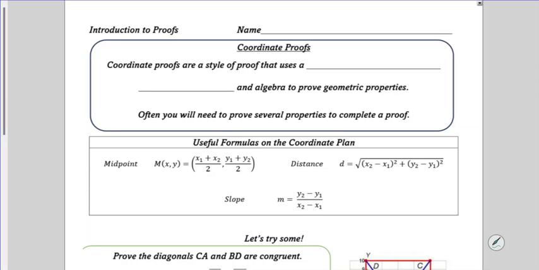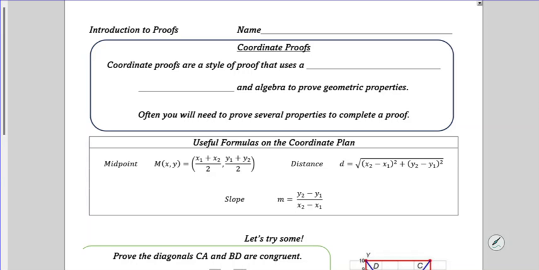All right, here we're going to begin learning about proofs. There's two styles of proofs that we're going to learn about: coordinate proofs and then two-column proofs. Right now we're just going to talk about coordinate proofs, which involves demonstrating what you want to demonstrate using a coordinate plane and some formulas.